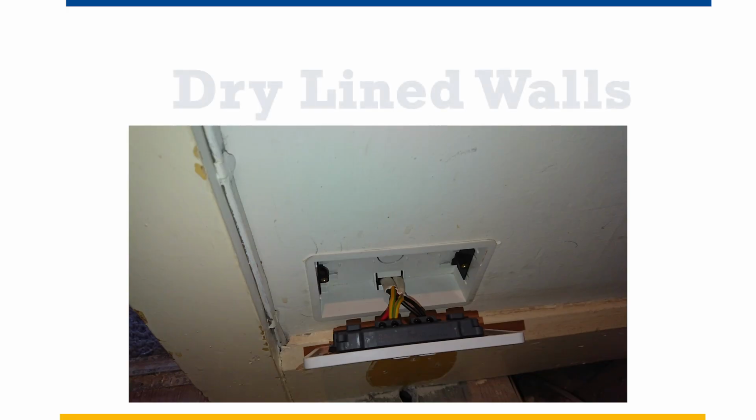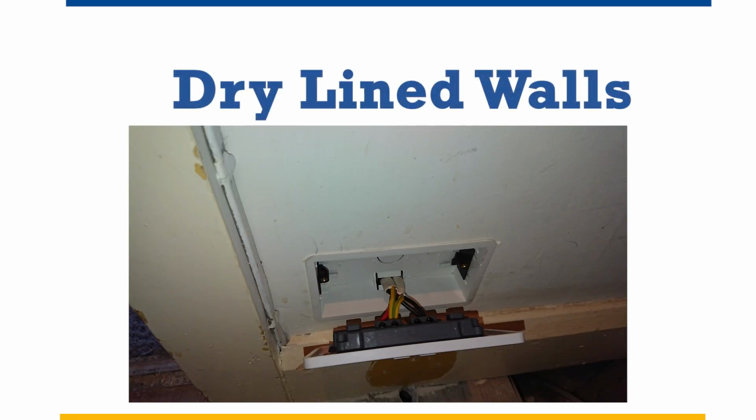Now let's look at dry lined walls. These are our more modern construction methods where a timber or metal frame is built away from the wall surface. Then plasterboard is fixed to that frame. This creates a hollow cavity between the plasterboard and the wall. And crucially, cables can be routed through this cavity.